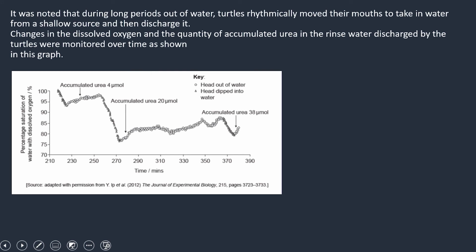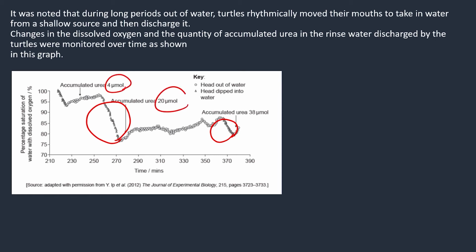Now in the next set of data that's given to us, we're shown percentage of saturation of water with dissolved oxygen versus the time. Now as we can see from the data given, when the heads of turtles are dipped in the water, the percentage saturation of water with oxygen actually decreases. And over time, what are you seeing? You're seeing accumulation of urea in the water as well.